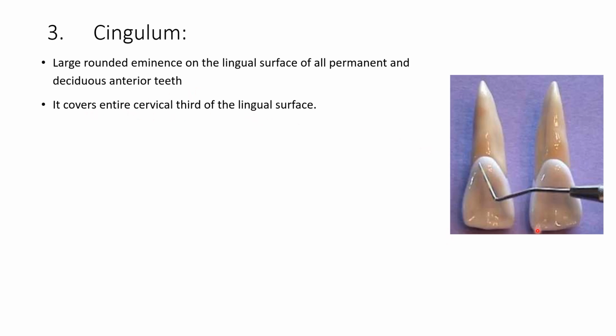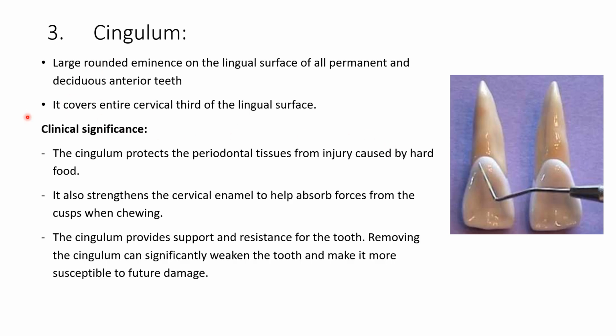If I divide this crown into three parts, this is the incisal third, this is the middle third, and this is the cervical third. So the cingulum covers the cervical third area.